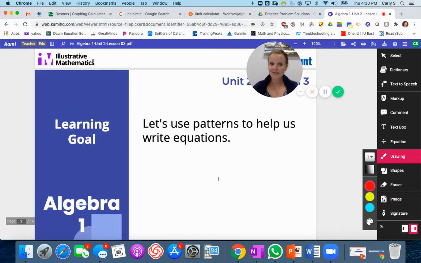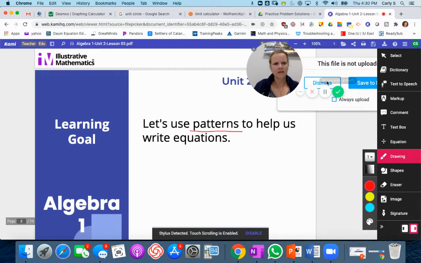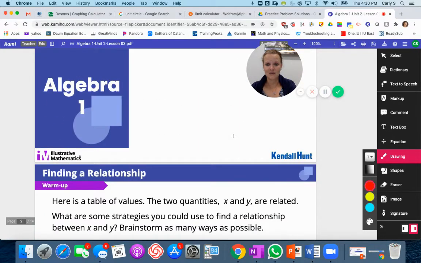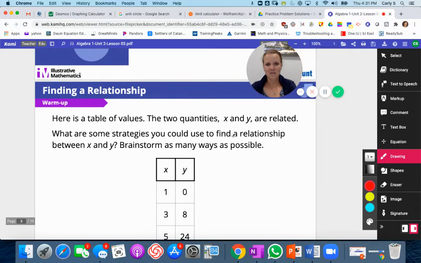Let's use patterns to help us write equations. I love patterns because patterns just help math make sense in my mind, and I hope that they can in your mind also. So let's do this little warm-up here.